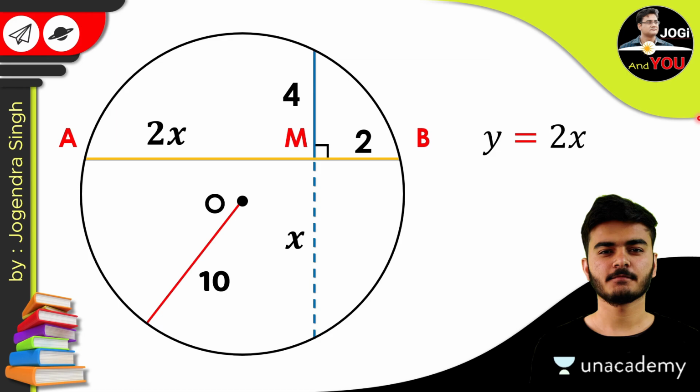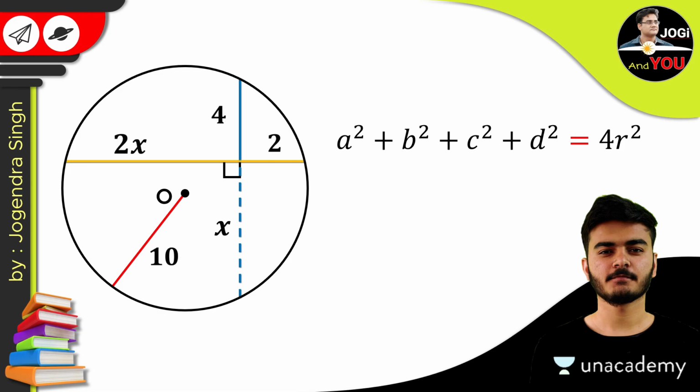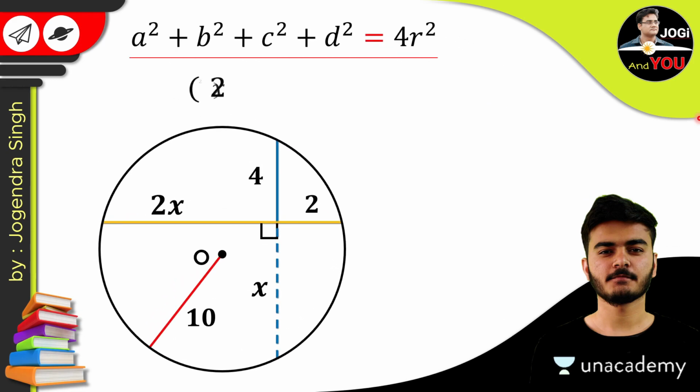So the formula will work here. The condition for the formula is that we have 4 pieces of mutually perpendicular chords and a radius. If we have this condition between radius and chords, then there is a proven formula: a square plus b square plus c square plus d square equals 4 times r square. It means the sum of the squares of all the parts is equal to 4 times the radius square. Our actual figures were not a, b, c, d, or r, so let's get back to the original figures, which are 2x, 2, 4, x and 10. Replace these in the formula.